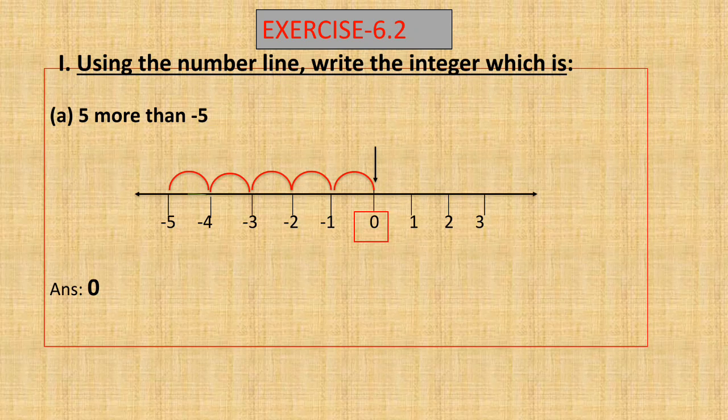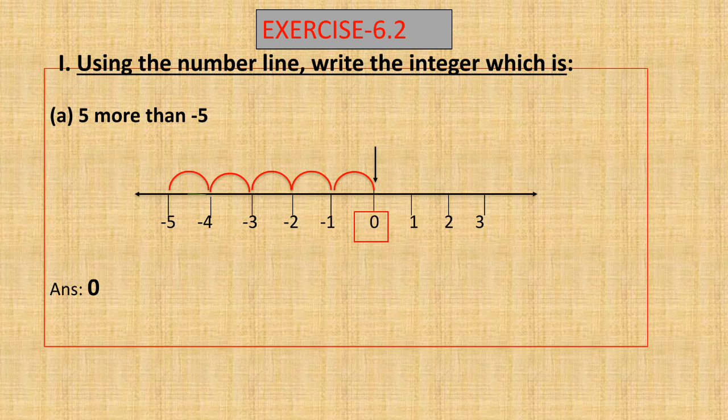First one, using the number line, write the integer which is 5 more than minus 5. First step, we have to draw the integer number line, using negative numbers, 0 and positive numbers. After drawing the number line, you have to see the statement given: 5 more than minus 5.